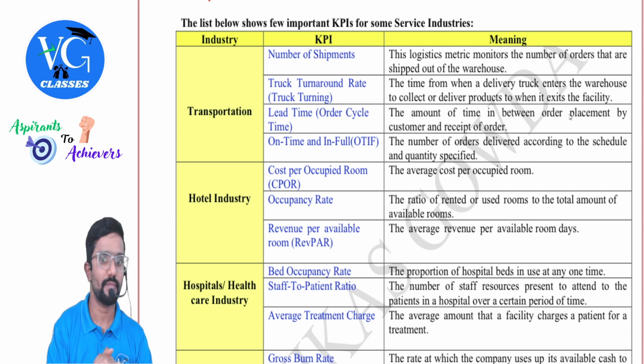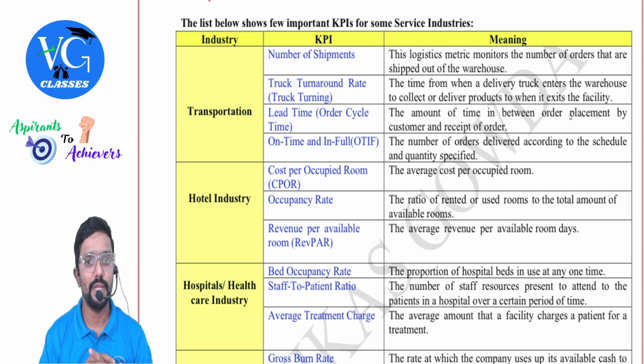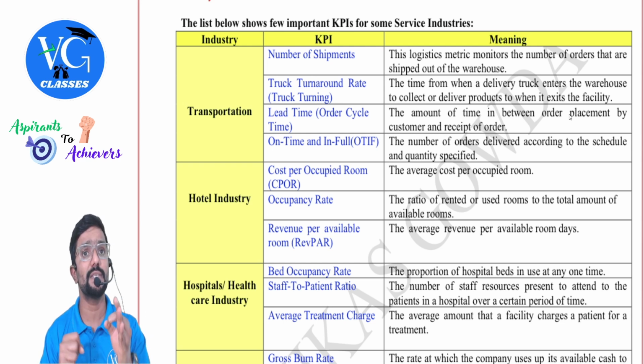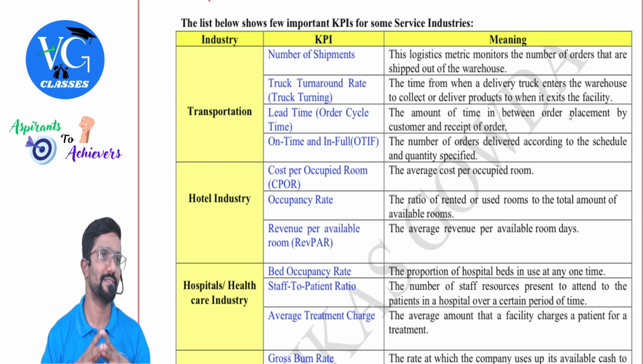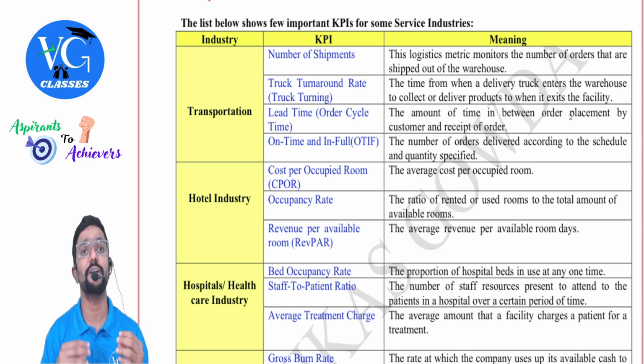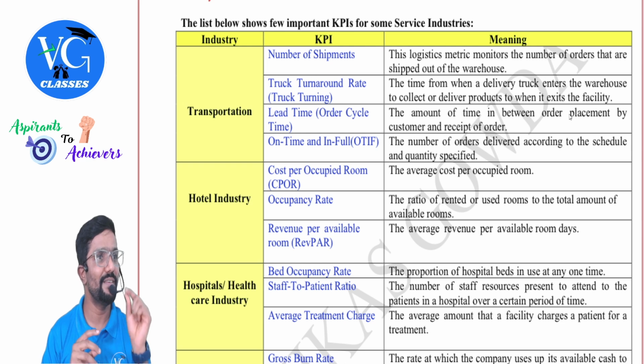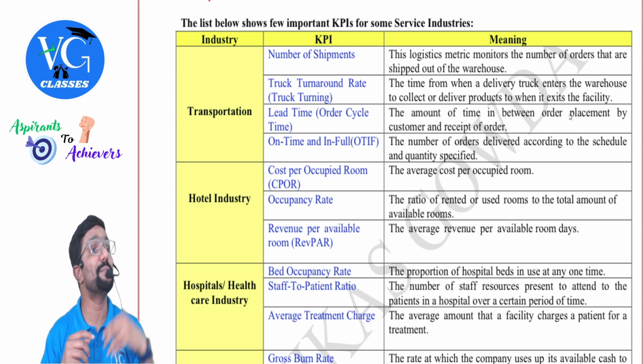Then coming to lead time or order cycle time, the amount of time in between order placement by the customer and receipt of order. This is delivery time we call it. Especially the quick commerce is in a tight fight in this class. They came out with 30 minutes delivery, 10 minutes delivery, 5 minutes delivery. Why, sir? Because customers are ready to pay premium amount if you can save their time. Even in Amazon, Flipkart, and all, you would have seen 1 day delivery, they may charge you more, or same day delivery, they may charge you more.